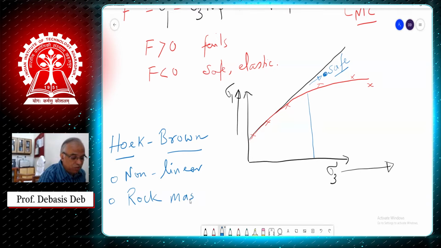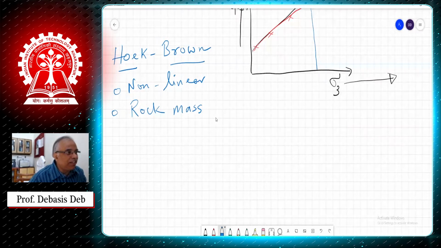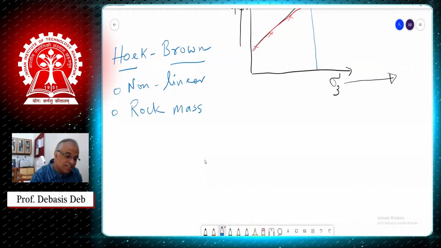Can anybody tell me what is the difference between rock and rock mass? Who wants to? The rock mass is an in situ condition. Rock mass is what? So the in situ condition rock is termed as rock mass. Okay. Anybody else? What is rock mass and what is rock? Should I? Yeah. Tell me. Okay. Voice is not coming so nicely.